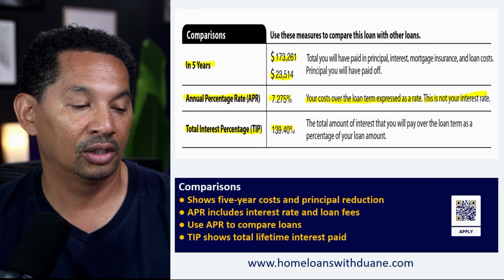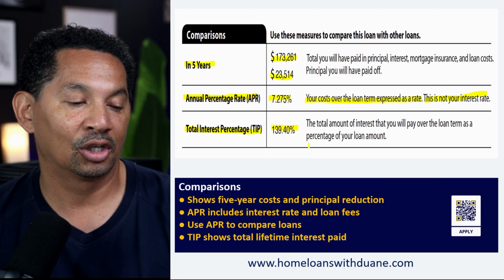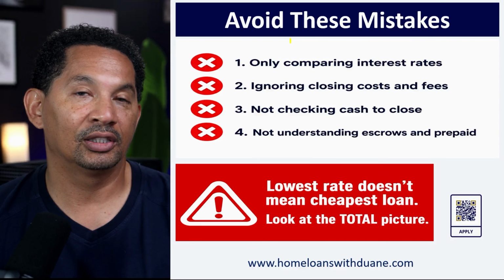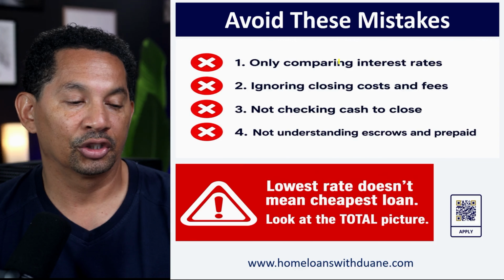Then this is your total interest percentage that you're paying over the loan term, the full 30 years. You are paying 139.4% in total interest paid over the life of the loan. All right, now let's go over some things to avoid while you're doing this. First, only comparing interest rate.